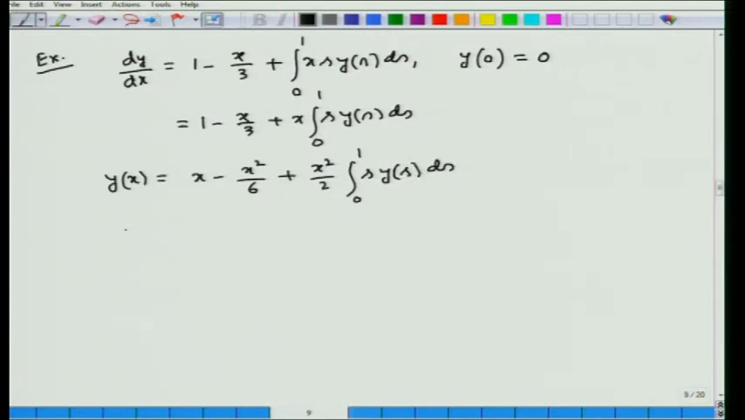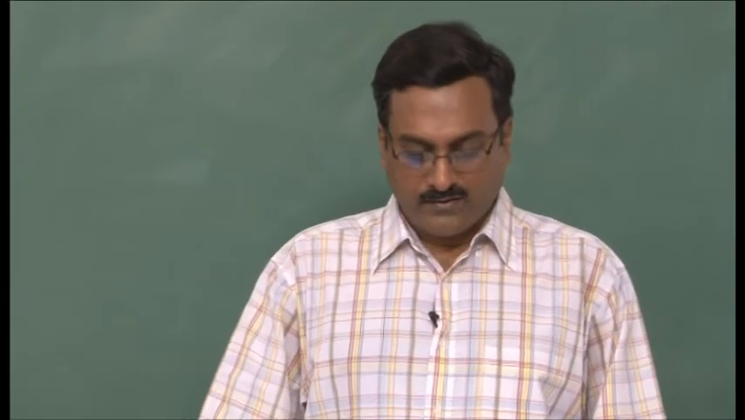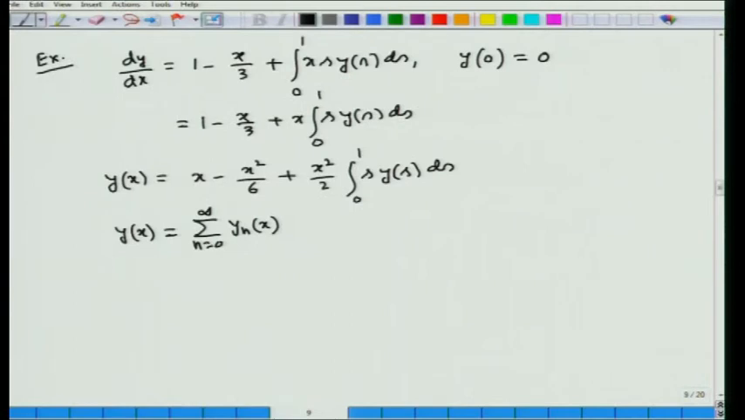And now we assume the solution of this equation can be expressed in the form y(x) equal to summation n running from 0 to infinity y_n(x), and now we use the formula for computing y_0, y_1, y_2 and so on. So, therefore, y_0(x) is equal to x minus x^2/6.